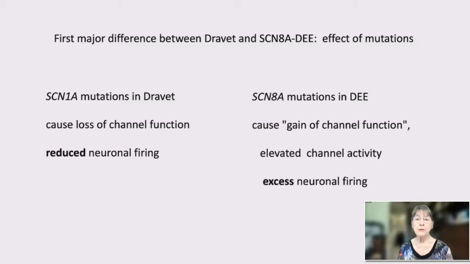So the first major difference between Dravet and SCN8A DEE is the effect of the mutations. As you well know, the SCN1A mutations in Dravet cause a loss of channel function and reduced firing of neurons. In contrast, we have the reverse in the SCN8A variants. These mutations cause gain of channel function, by which we mean the channel has excess activity under physiological conditions, and this results in excess neuronal firing.